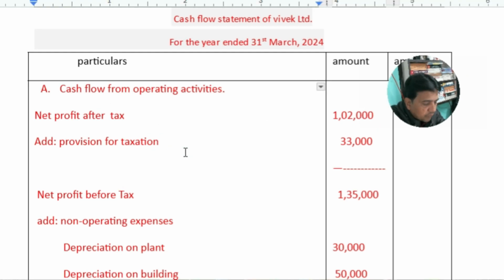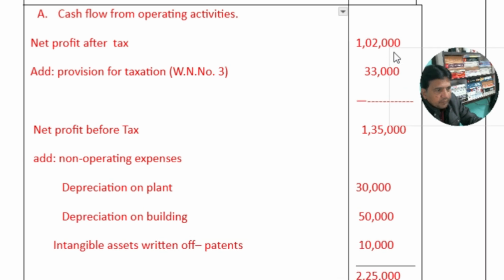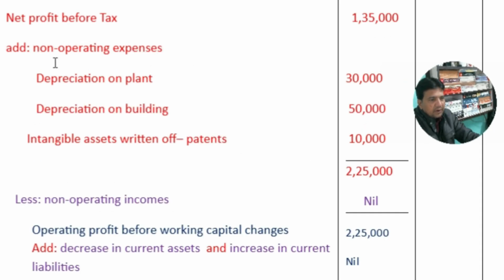Then provision for taxation. We got this value through working notes; it is shown by working note number 3. After the solution, I will show you this 33,000. After adding this, 1,02,000 plus 33,000, we get 1,35,000, which is the net profit before tax. Add non-operating expenses.